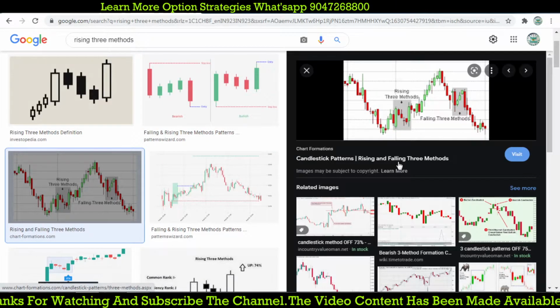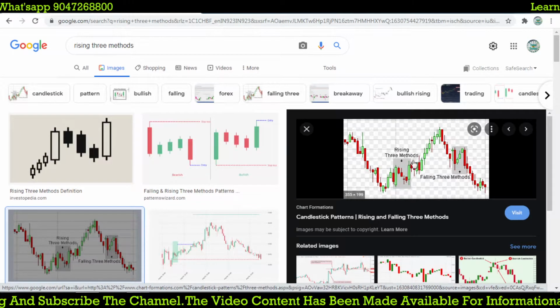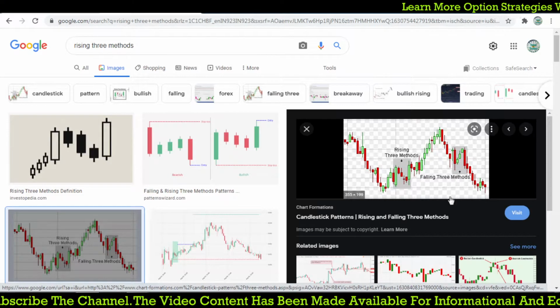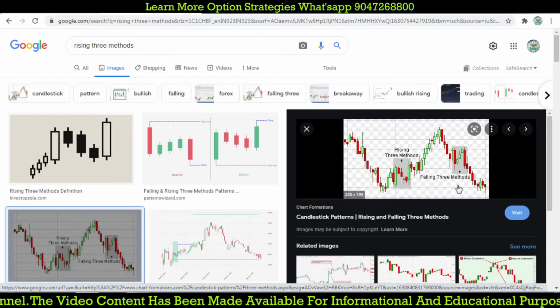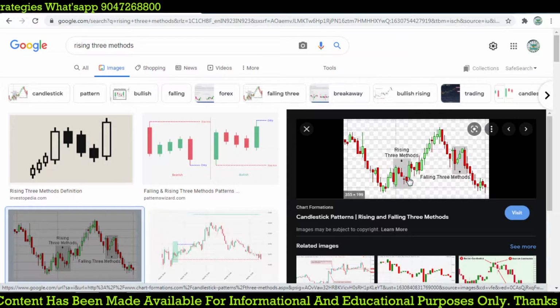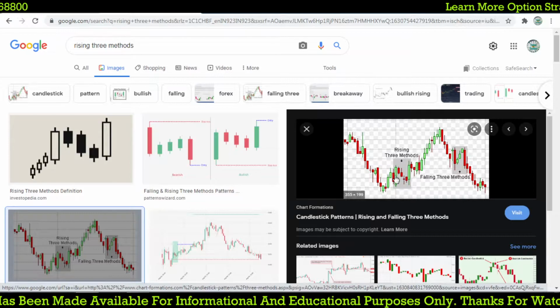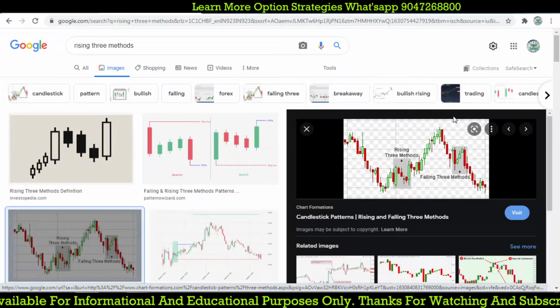So here, sorry, this is the rising method. The rising method is for a bullish trade. In the falling method, we get green candles in between. In the rising method, we get red candles. So there are falling candles, but if you check, this is a rising method. After it broke that high, the market moved very big.